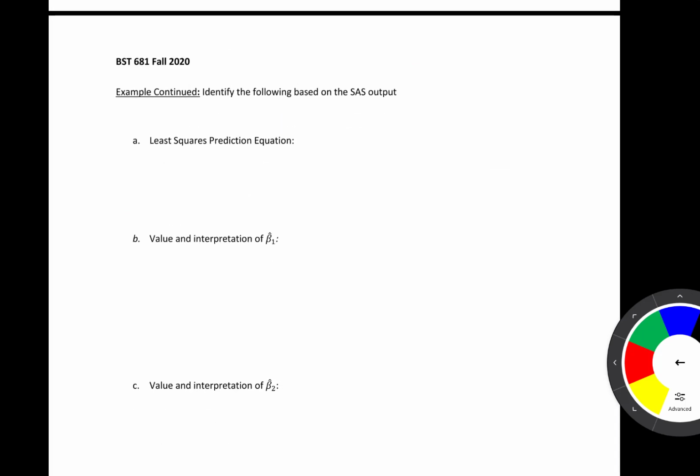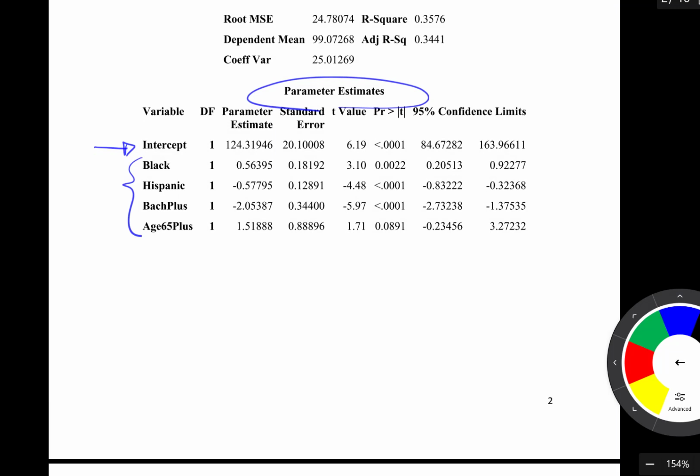The first thing we're going to identify is the least squares prediction equation. Be very careful: this is not the model. When we say least squares prediction equation, this is where we use our parameter estimates. Whenever we write our least squares prediction equation, we use the y-hat, because we're acknowledging that we're estimating our parameters using our sample data. To get those estimates, we go back up to our output. We have our intercept, which is our estimate for beta naught, and then our estimates for beta 1, beta 2, beta 3, and beta 4.